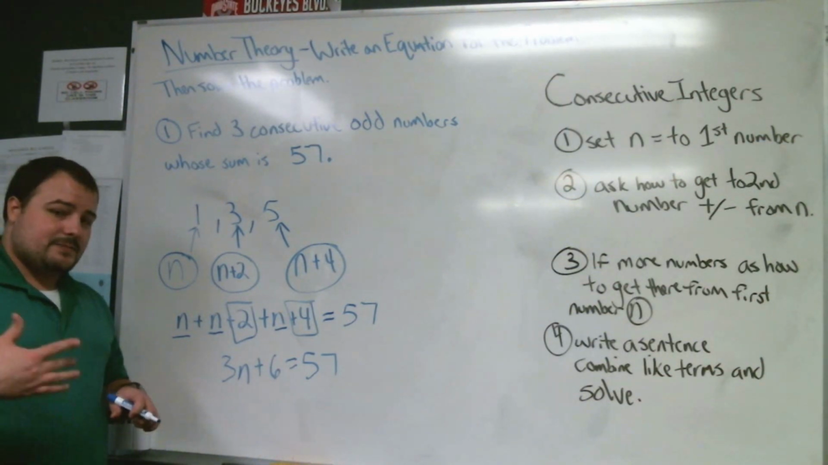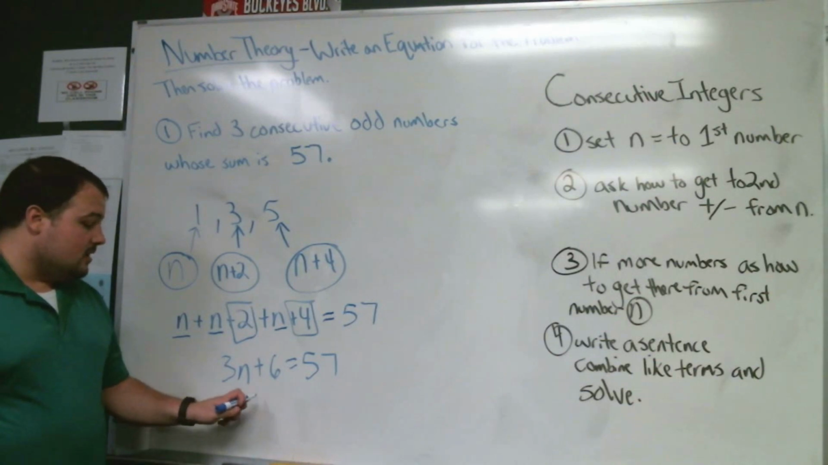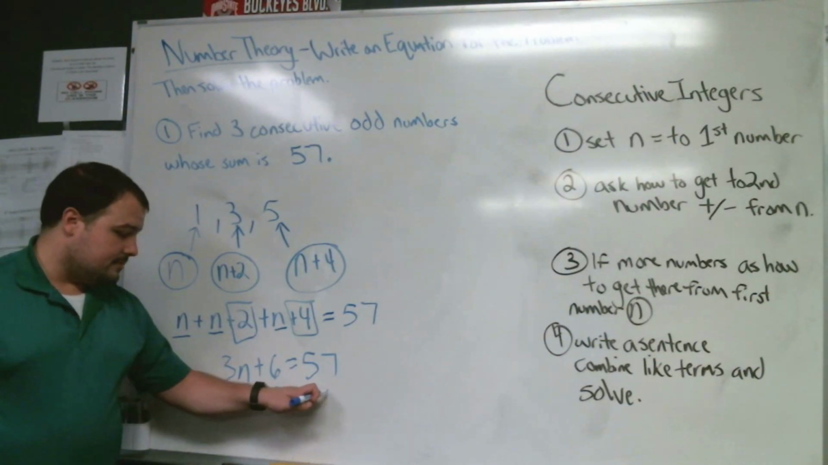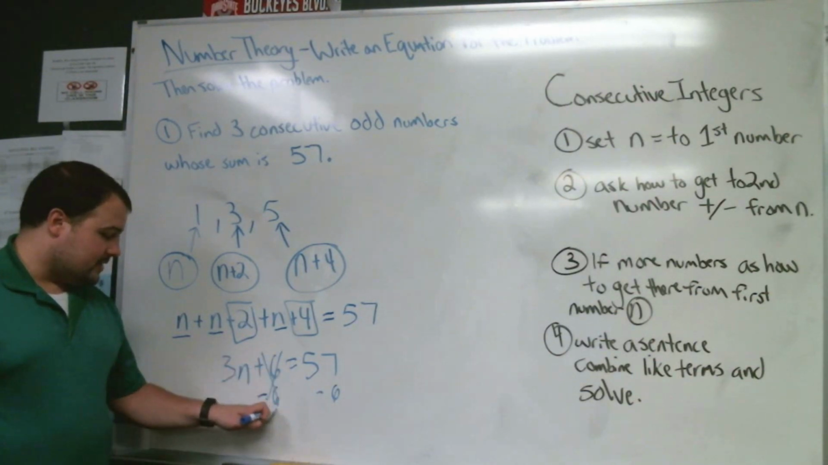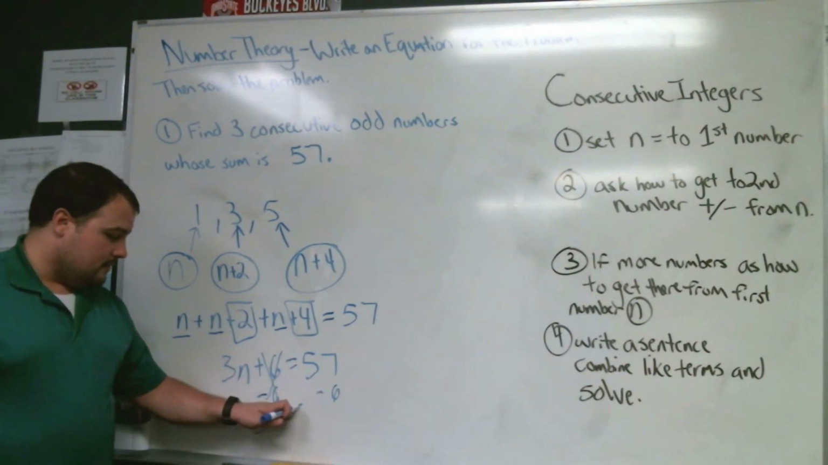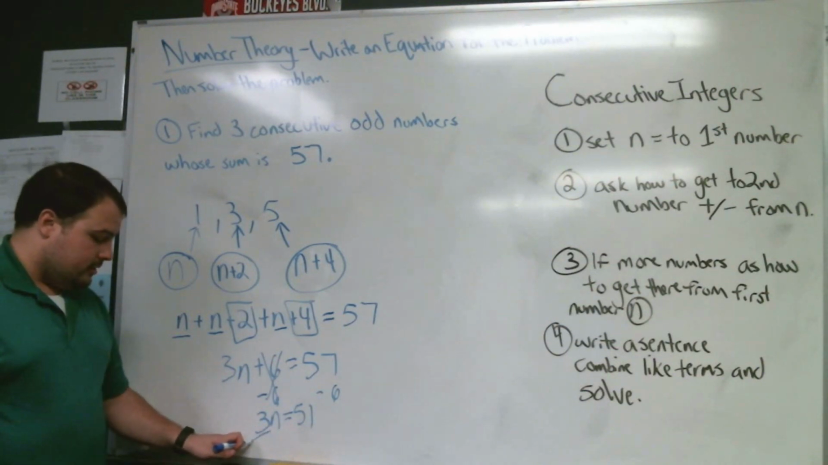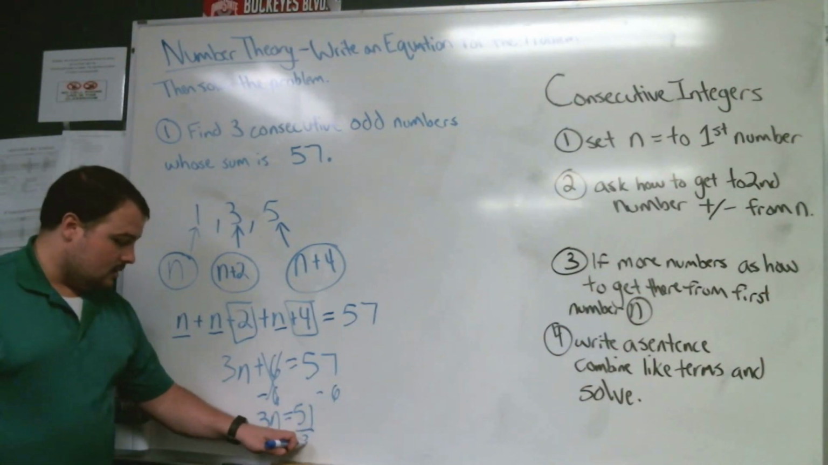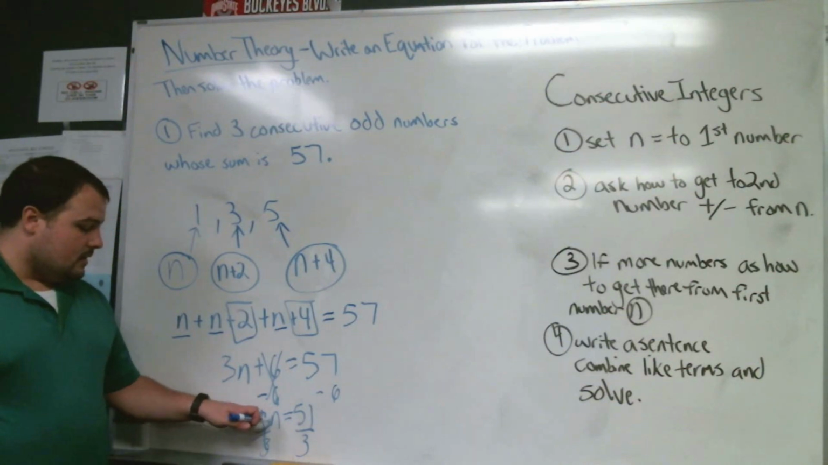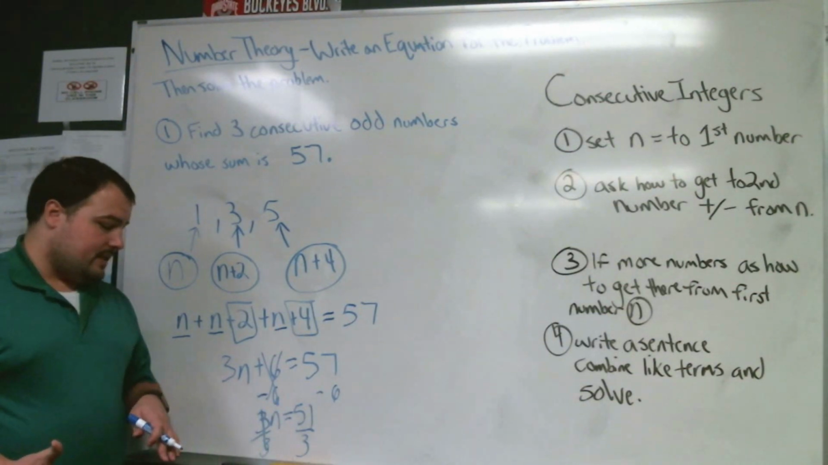So now we're going to solve this based on how we did previous problems. We're going to subtract 6, subtract 6. This cancels out. We have 3 times n equals 51. Now to solve that, we're going to divide by 3. Divide by 3. n is going to equal 51 divided by 3.